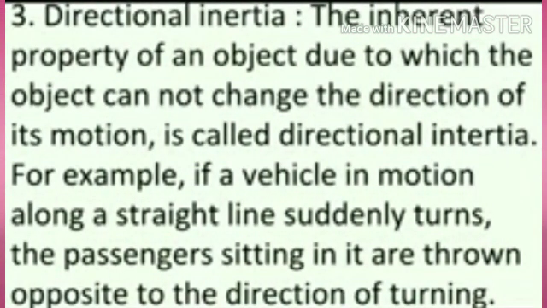Directional inertia: the inherent property of an object due to which the object cannot change the direction of its motion is called directional inertia. For example, if a vehicle in motion along a straight line suddenly turns, the passengers sitting in it are thrown opposite to the direction of turning.